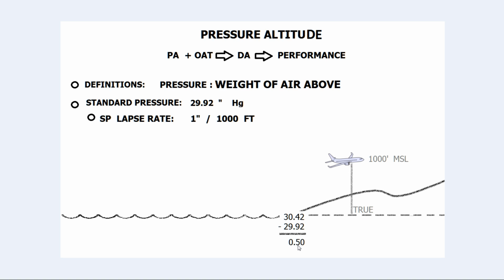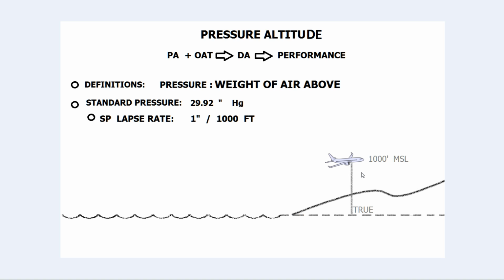0.5 inches of difference. So if 1 inch is 1000 feet, then 0.5 inch is 500 feet. So technically, the line of 29.92 would be right here, 500 feet above the sea level. So our airplane is actually 500 feet above that line. So our pressure altitude in this case would be 500 feet.